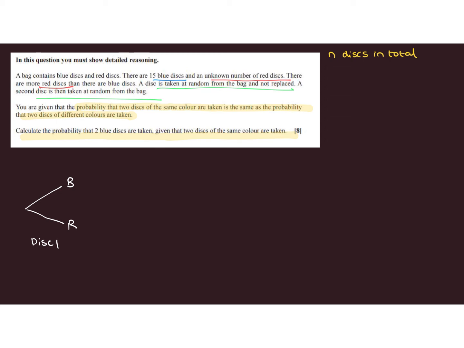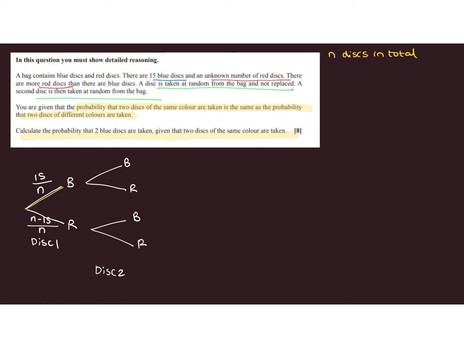Now the probability that it's blue is 15 over n, because at this point there are n discs in the bag, and the probability that it is red is n minus 15 over n, because if there are n discs in total, 15 of them are blue, n minus 15 must be red. Now, on to disc 2. Again, the discs could be blue or red. And let's follow the paths really carefully.